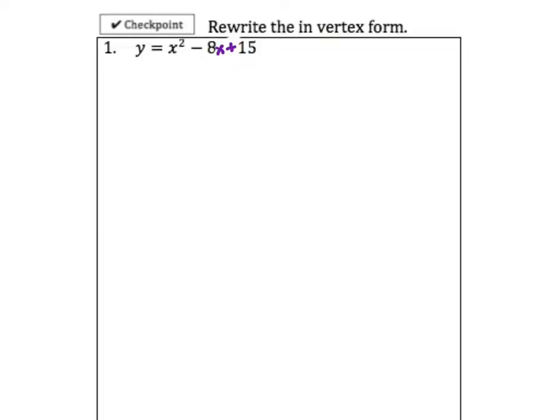Here's your checkpoint. Go ahead and give it a shot. Yes, you might notice I had to fix this. I forgot x. Yes, I'm waiting for you to pause. Oh, you already paused and came back.